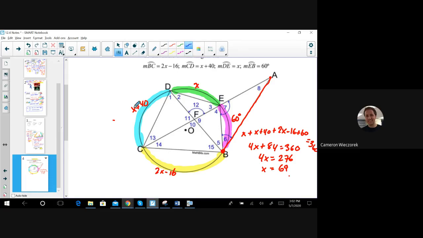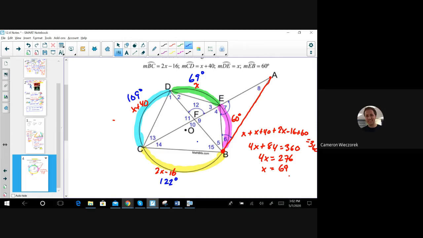So if you plug in 69 for x for each of these arcs, 69 plus 40 tells me this one's 109. 2 times 69 minus 16, this one's 122. x is just x, so that one's 69. And the pink one we already had was 60. So, a good way to check your work, add them up. They should all add up to 360.